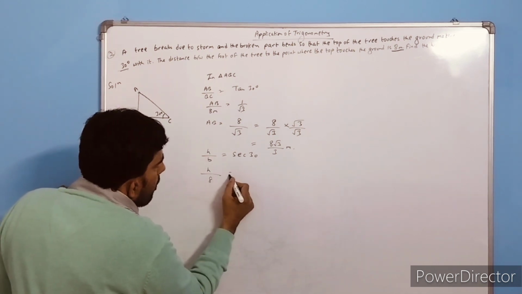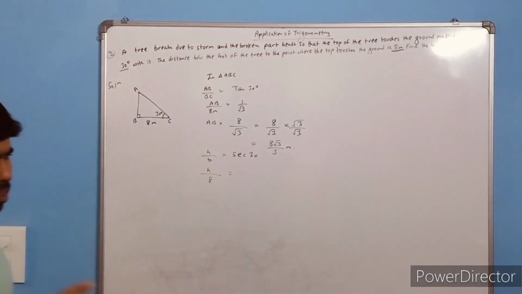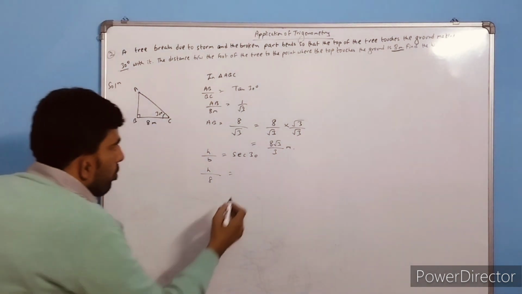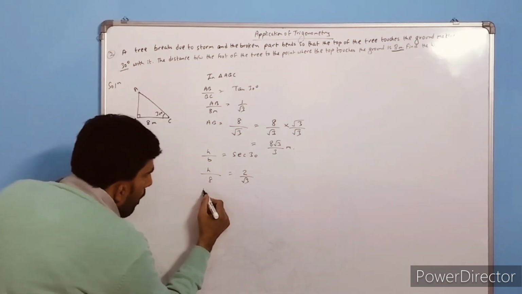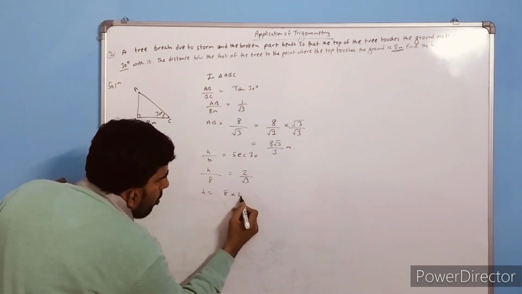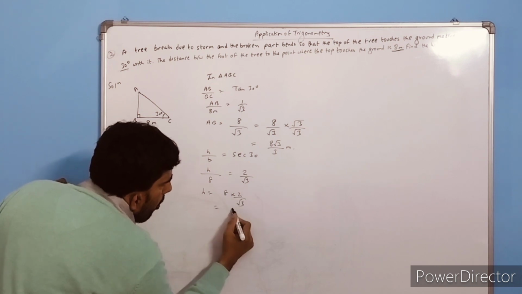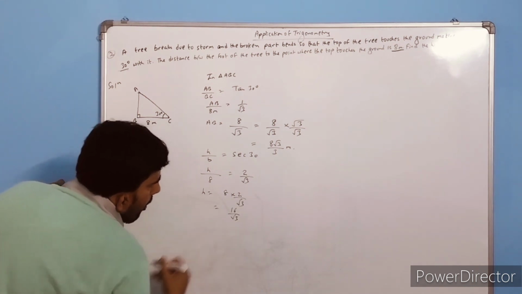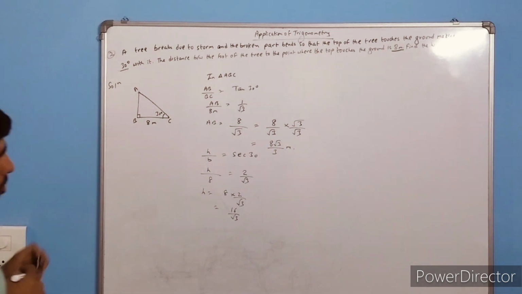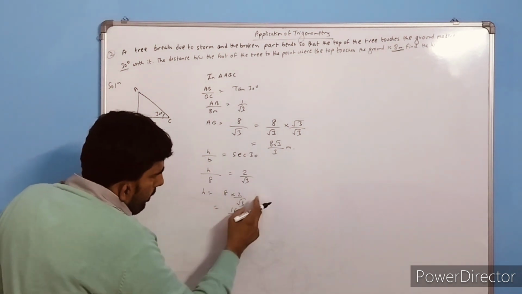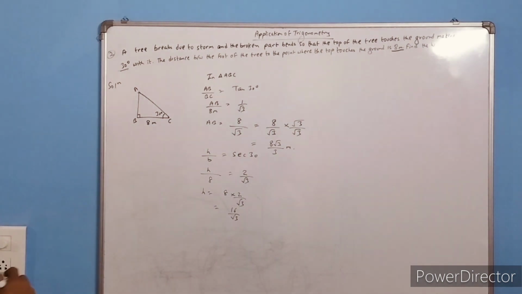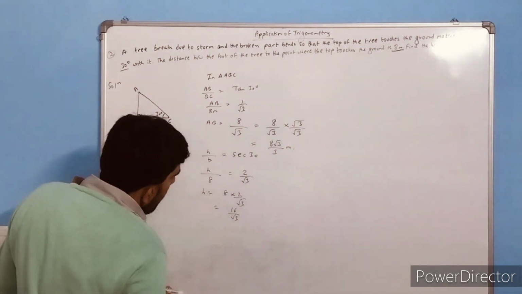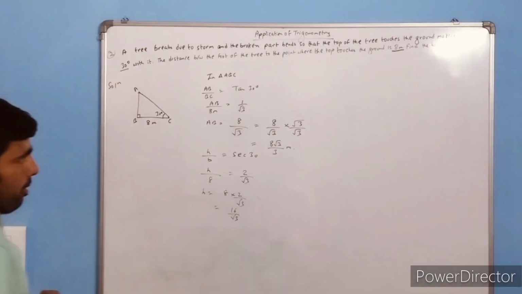B is 8. Sec 30 is what? Reciprocal of cos 30. So it will be 2 upon root 3. Okay. So now multiply this 8 into 2 upon root 3. You got 16 upon root 3. Okay. So that is what we can do. Now I got this one.